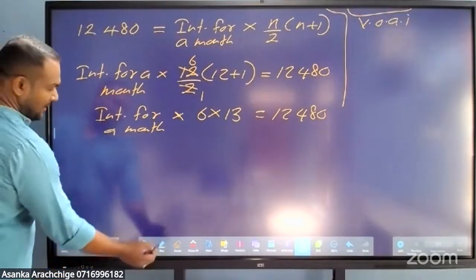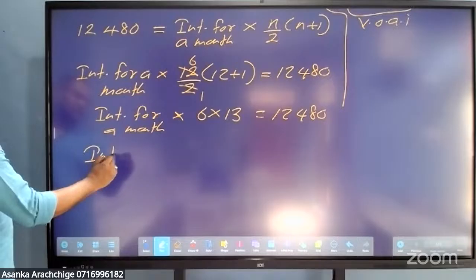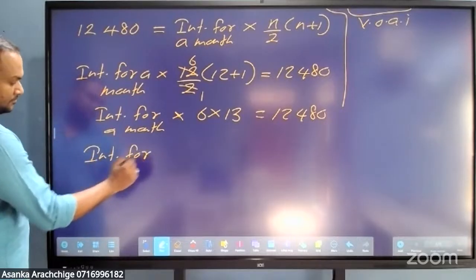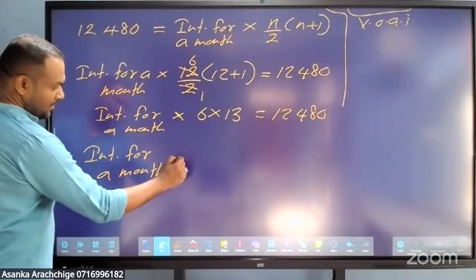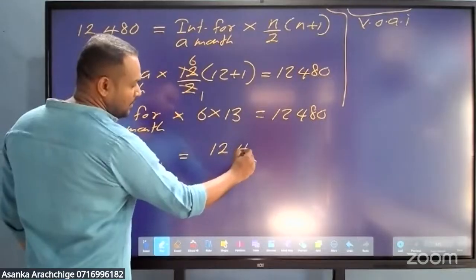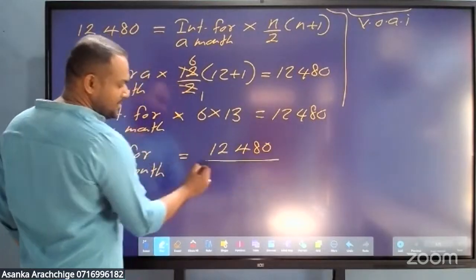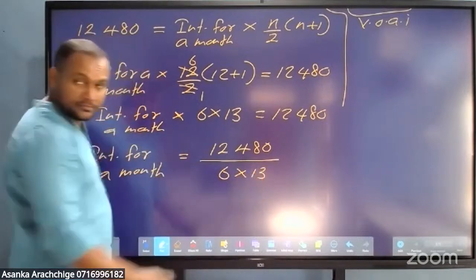Now you can find interest for a month. Interest for a month is equal to 12,480 division 6 times 30. Right?